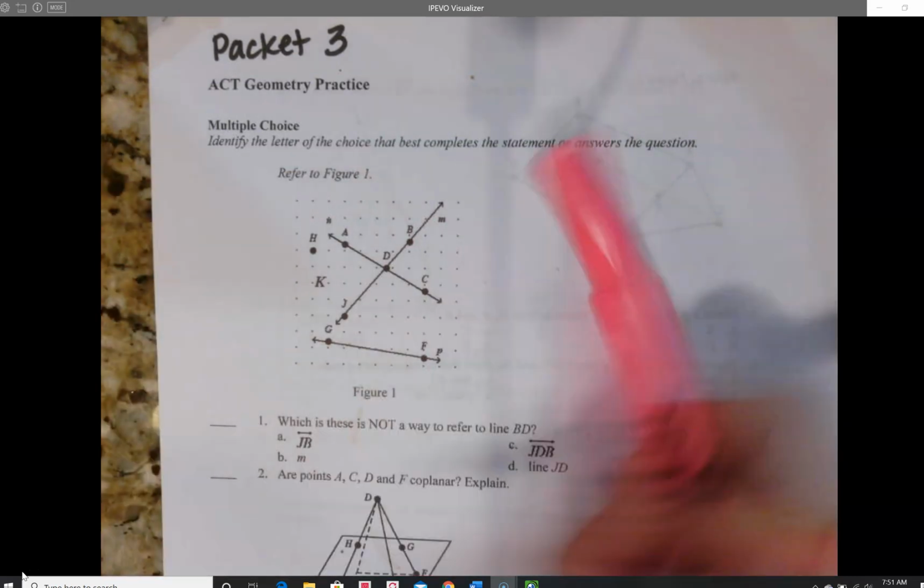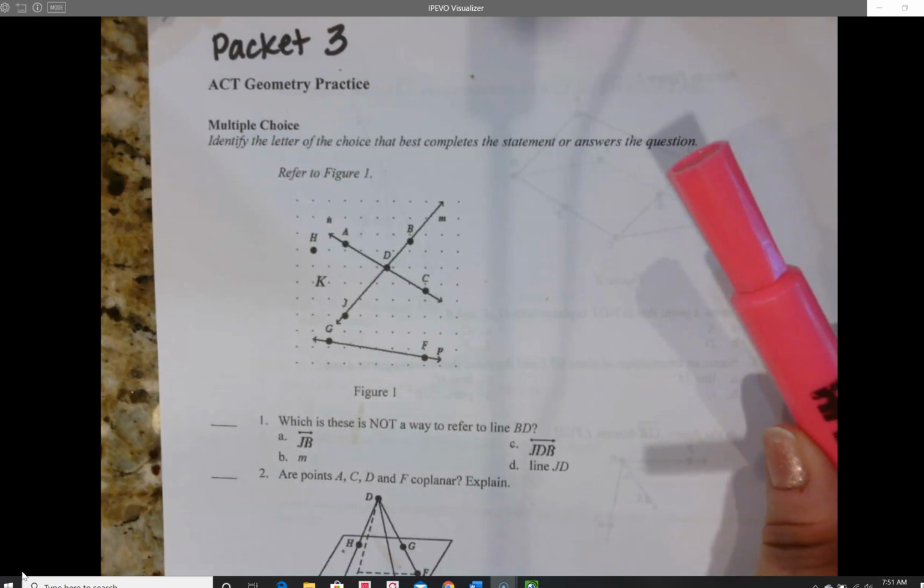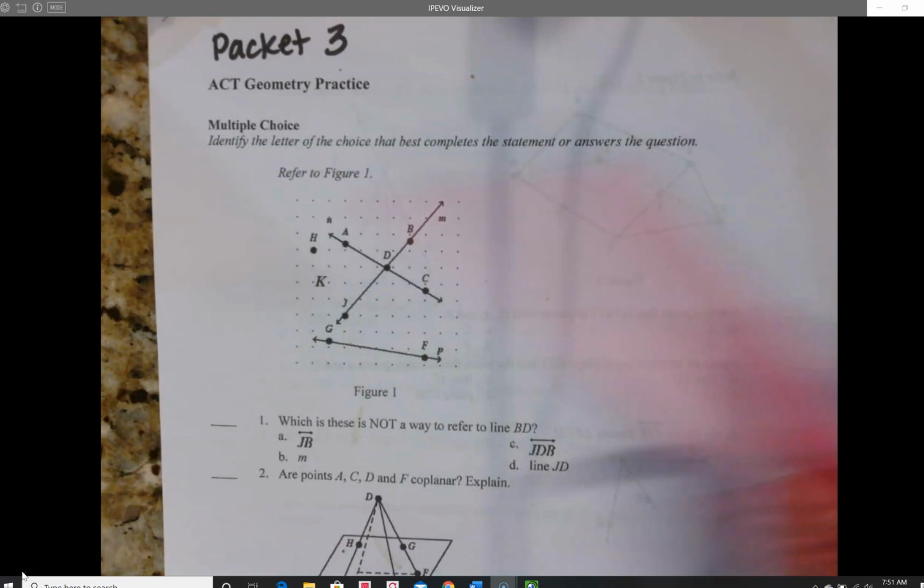I'm gonna use my pink highlighter. If it's something we've studied already, I'll highlight it in pink. And if it's something new, then I'll go into a little bit more detail.